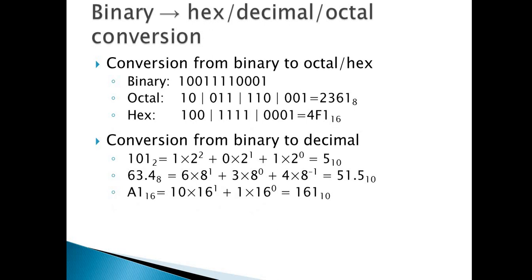Then we'll go with conversion. We'll see conversion from binary to another number system. So first we'll see binary number system. Let us consider any number. This is a random number we have taken in binary format. So there are only ones and zeros. We want to convert it into octal and hexadecimal number system.